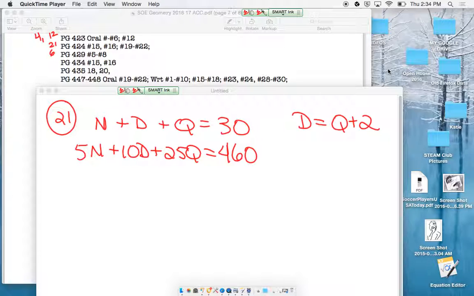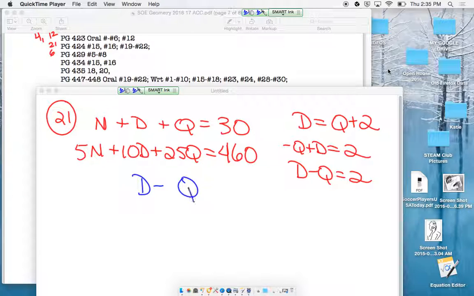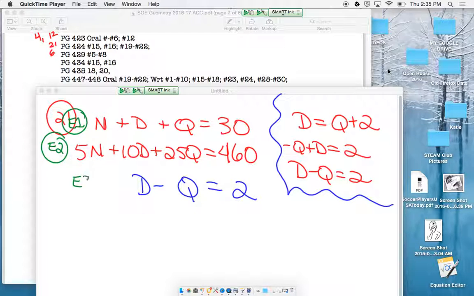I'm going to take this equation and I'm going to rearrange it to fit it into my three variable system over here. So I'm going to first subtract Q, and then I'm going to rearrange the order here, and write this as the third equation in my system. So I'm going to have D minus Q equaling 2, since this is related to quantity, not value. So now I have 3 equations: equation number 1, equation number 2, and then equation number 3.